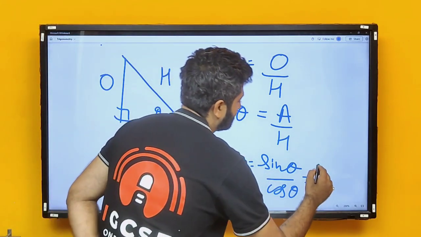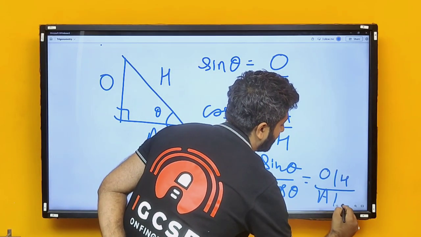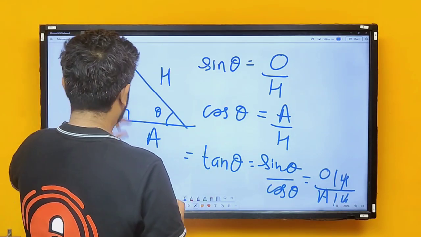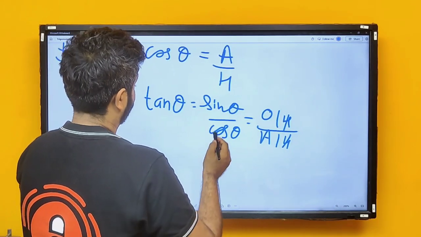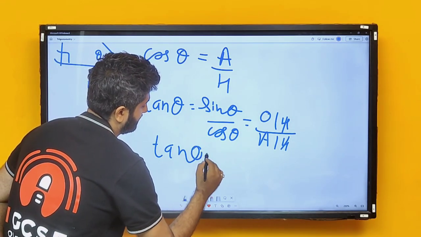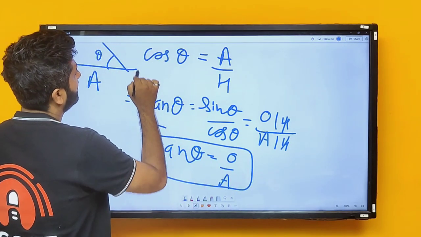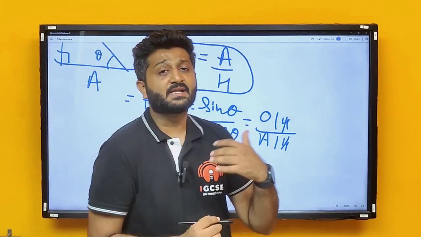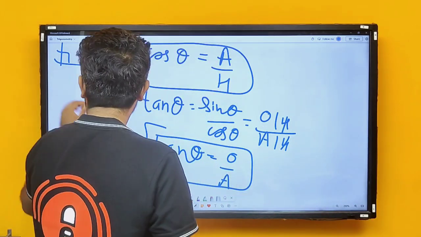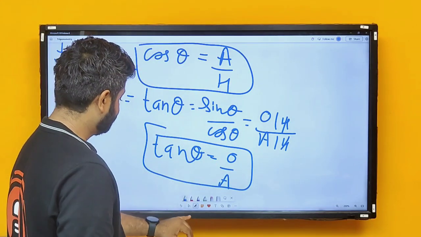Now what is sine theta? Sine theta is opposite by hypotenuse and cos theta is adjacent by hypotenuse. So that eventually boils down tan theta to opposite by adjacent. Now guys, there are three more identities, but that is not a part of our IGCSE 9-10 syllabus. That comes in A levels or in IBDP. The other three identities are cosec, sec and cot, but we don't need to get into that right now.